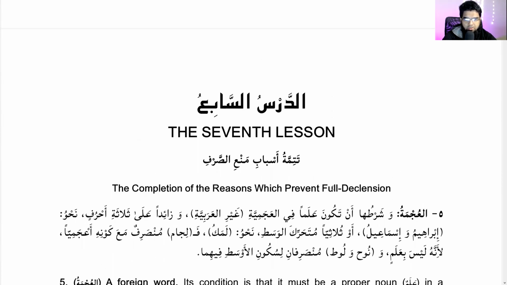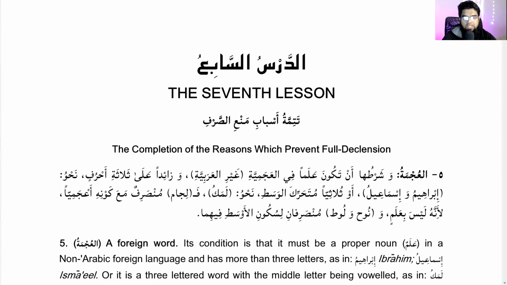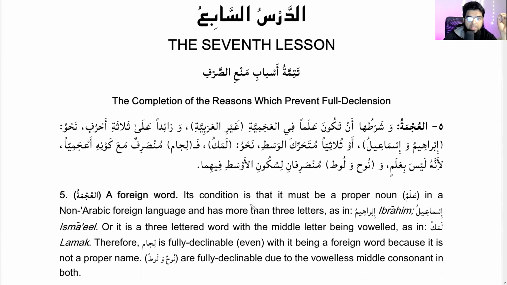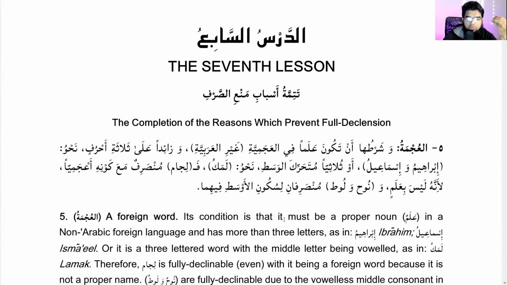Tatimmatu asbabi man'i sarf, what prevents full declension, that is mamnu min as-sarf. 5th reason is al-ujma. So it could be a name as well as it is foreign. وشرطها أن تكون علما في العجمية غير العربية وزائدا على 3 أحرف. So there are some conditions for it. If you're saying this is a diptote, what are the conditions for it? شرطها أن تكون علما. Its condition is it must be a proper noun. It should be a name. علم في العجمية, in a non-Arabic foreign language. غير العربية, right? Apart from Arabic. وزائدا على 3 أحرف. It should be more than 3 letters.